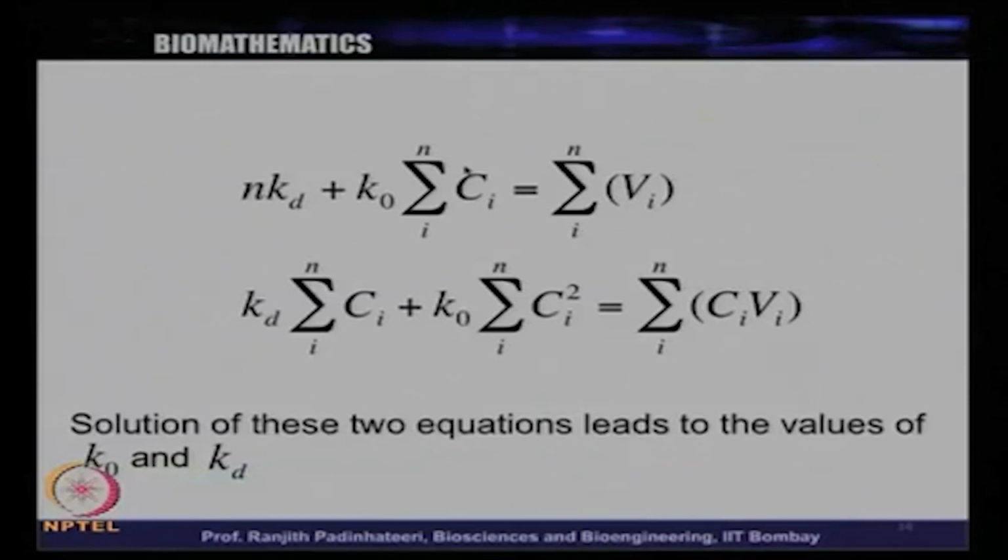Just sum over all the x axis numbers in the first column, and sum everything in the second column. So this is all essentially some numbers. Sum over i of Ci is a number, because this is the sum of 1 plus 2 plus 3 plus 4 up to 10.